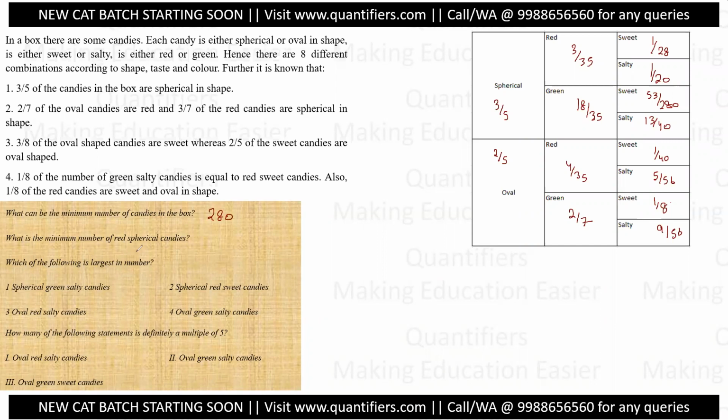What is the minimum number of red spherical candies? Red spherical 3 by 35. So we have to minimize. For minimize, I have to take 280 as minimum. So that would be 24.